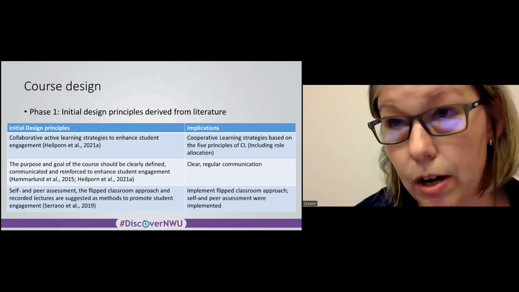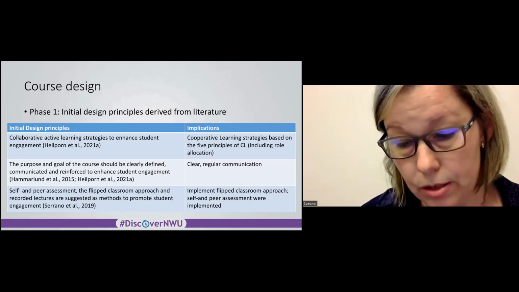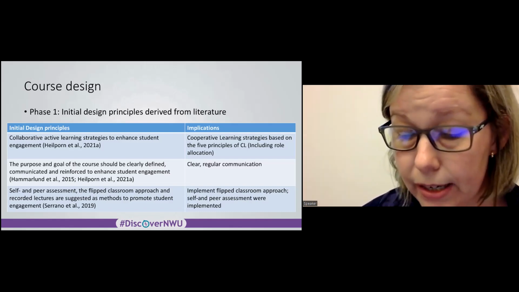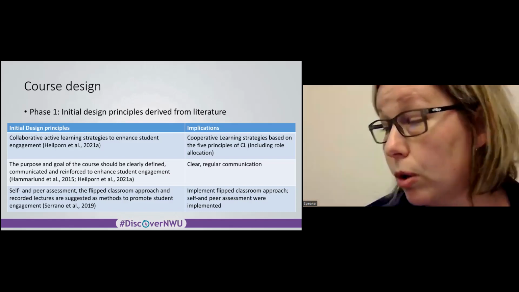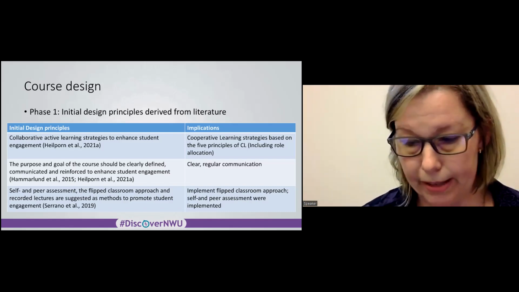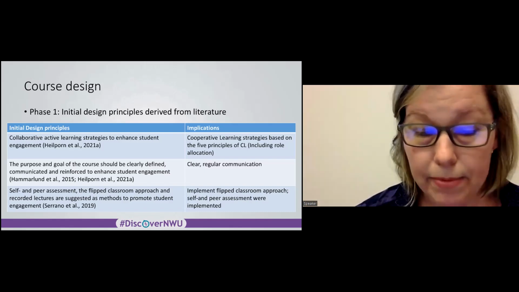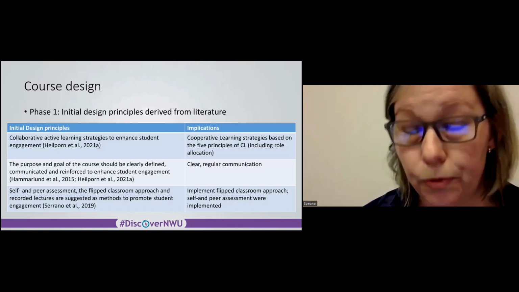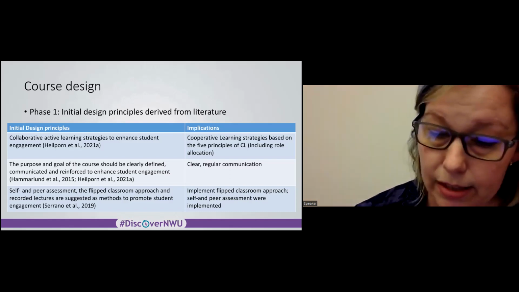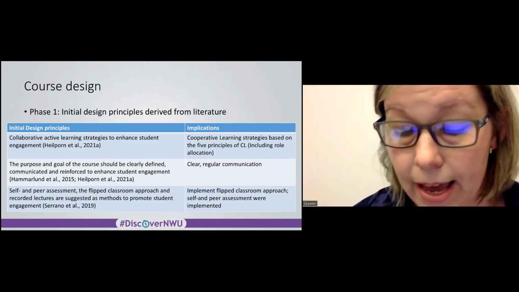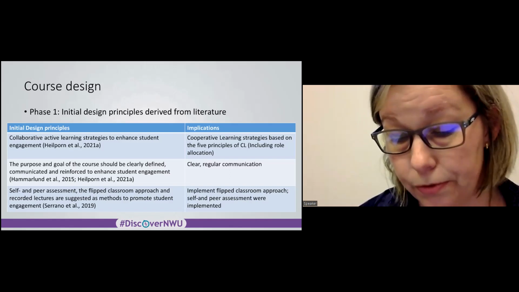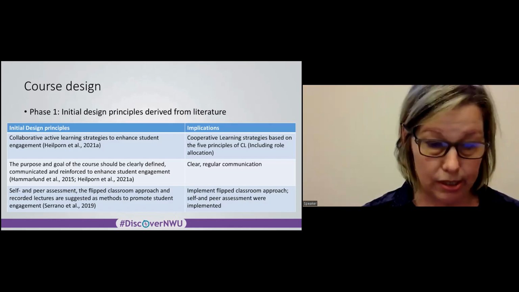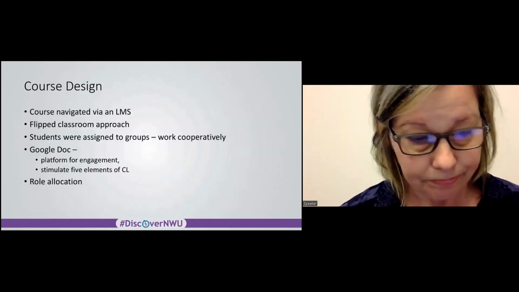The implications would be the following: to include cooperative learning strategies based on the 5 principles of cooperative learning, and that also included role allocation, and I'll talk a little bit about that in a moment. The second design principle had to do with clear and regular communication in all fields between the facilitator and the students, and between students and each other. Finally, the incorporation of a flipped classroom approach where self and peer assessment were implemented. So those were the initial design principles that were used.